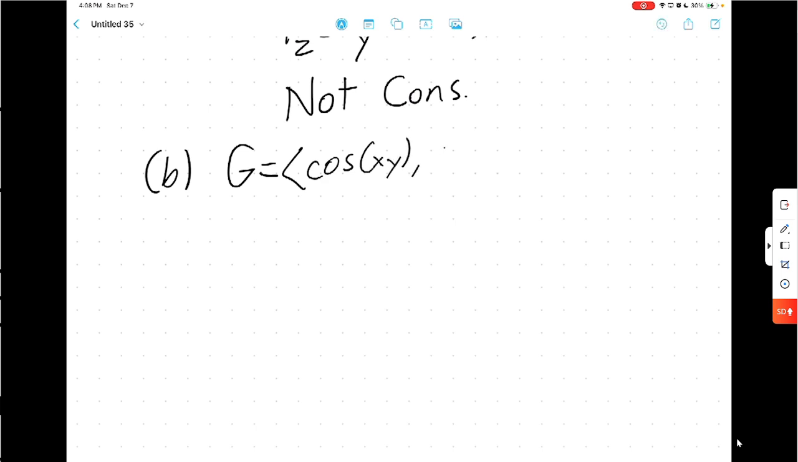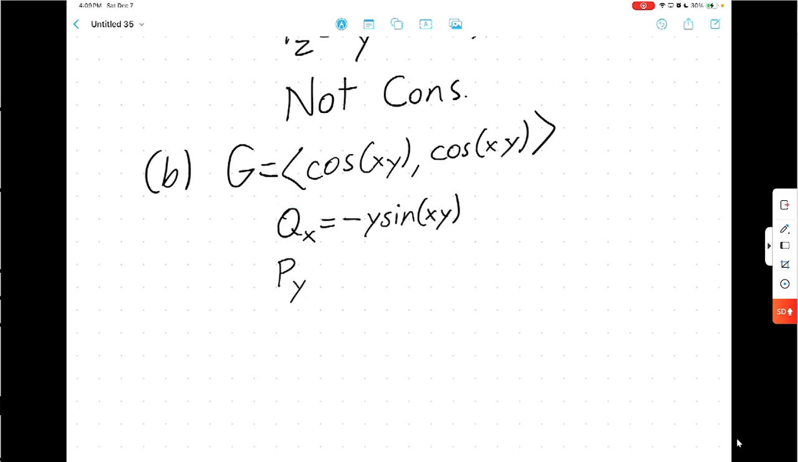Cosine of x, g is cosine of xy. So q of x is negative x, negative y, sine of xy, and p with respect to y is negative x sine of xy. Not conservative.